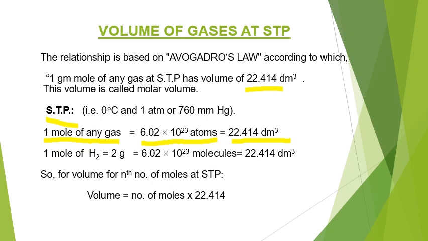Similarly, here we have an example of hydrogen. 1 mole of hydrogen has a mass of 2 grams, has 6.02 into 10 to the power 23 molecules in it, and is equal to 22.414 dm cube. For the volume of n number of moles at STP, we have to use this relationship. Volume is equal to number of moles multiplied by 22.414 dm cube. It will give you the volume of whatever moles are being asked.